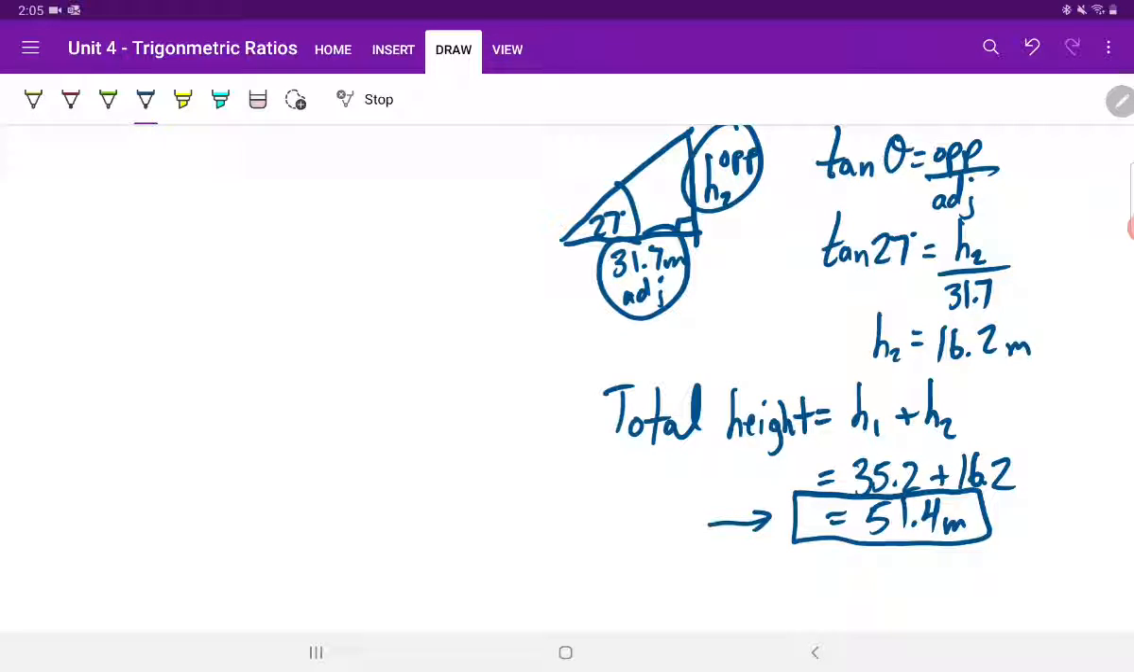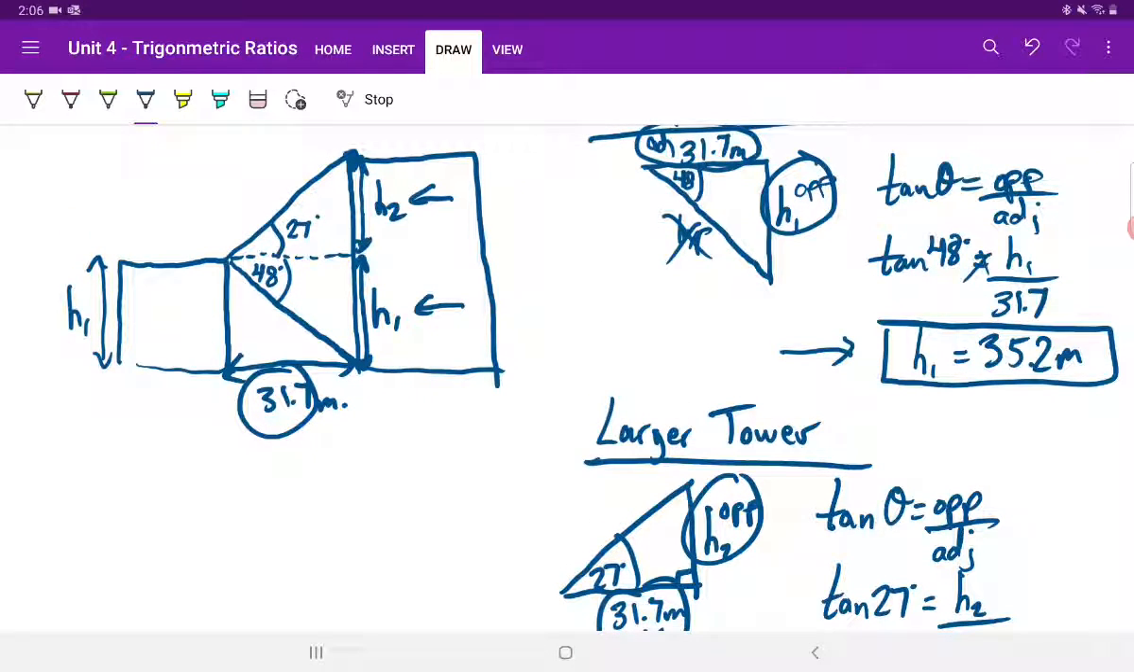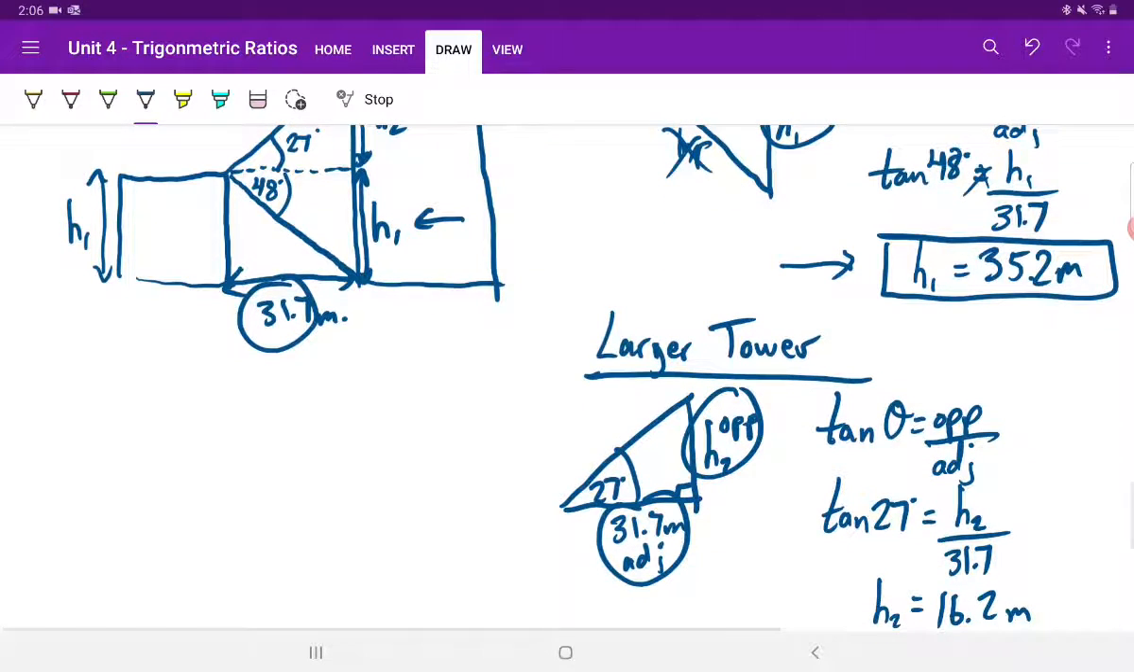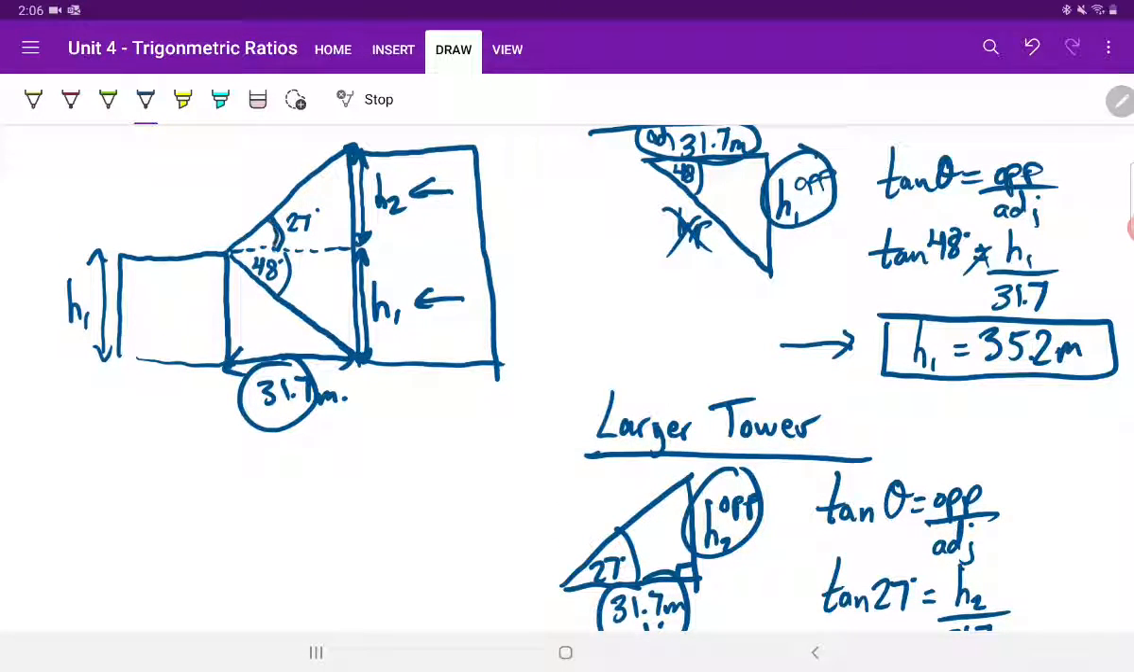Always double check the reasonableness of your answer. Okay, and it seems like these look pretty reasonable. So the larger tower is just about 16 meters taller than the smaller one, which makes sense because this angle is only 27 degrees here, which means the person who's standing here potentially looking up here isn't really looking up that high. They're only looking up at an angle of 27 degrees, which only translates into 16 meters taller.